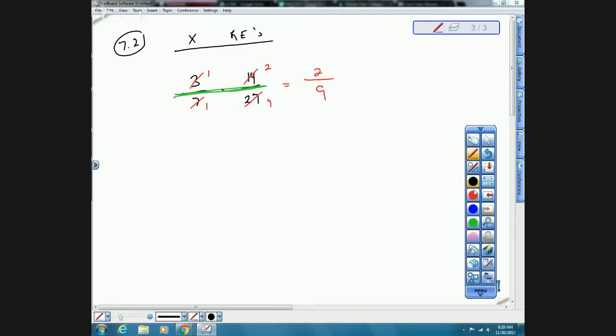And again, what you're really doing there is you're breaking down the numbers. 3 doesn't break down. 14 breaks down to 2 and 7. And 27 breaks down to 3 times 3 times 3. So really what I'm doing is I'm just crossing out what's common. 7, 7, 3, 3. So that leaves me with a 2 and 2 3s, which is 9. So that's exactly how we're going to multiply rational expressions, is we're going to break down this one, this one, this one, this one, and then see if they cross out.